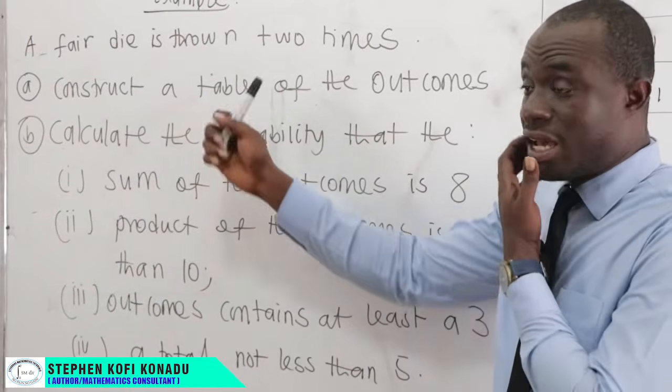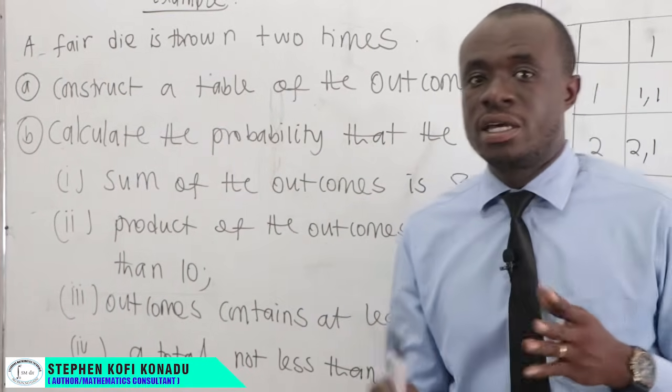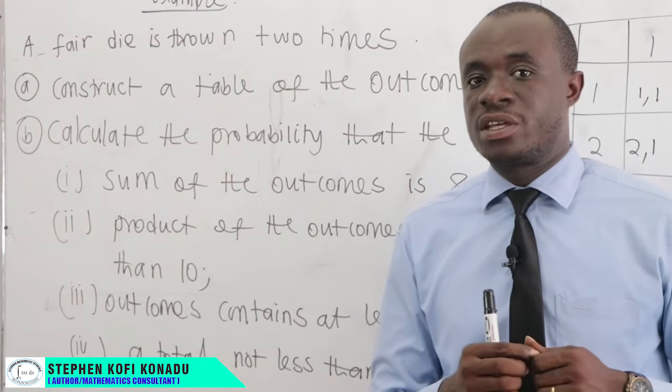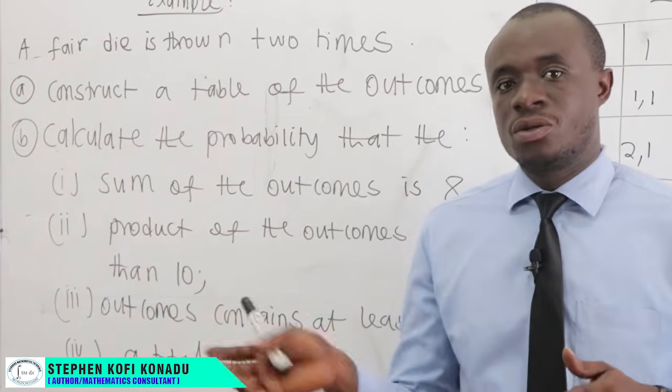So a fair die is thrown twice. So we are going to get, we know that the sample space is 1 to 6, 1 to 6.